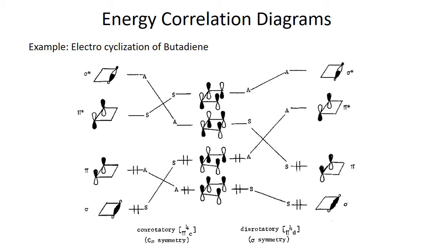But when we talk about the electronic filling of cyclobutene in the case of disrotatory motion, then electrons can't be in the pi orbital. So we say that this doesn't look so favorable.